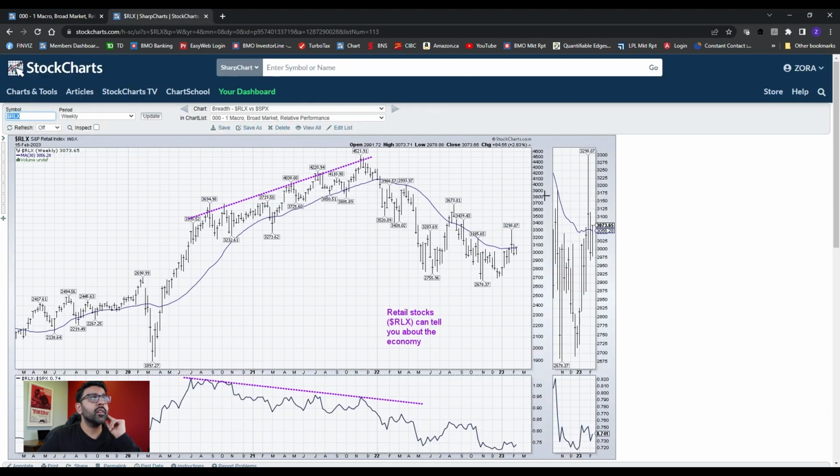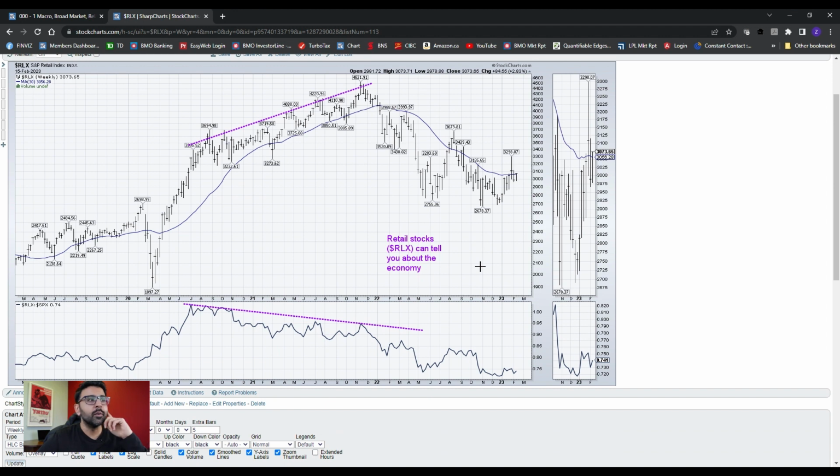Okay, this is a look at retail stocks. Retail stocks can tell you where the market's headed, sort of, what the consumer is thinking. If the consumer is bullish and spending money, then that's good for the economy. Just to read through this bottom chart I have here, it's the relationship between retail stocks and the broader market.